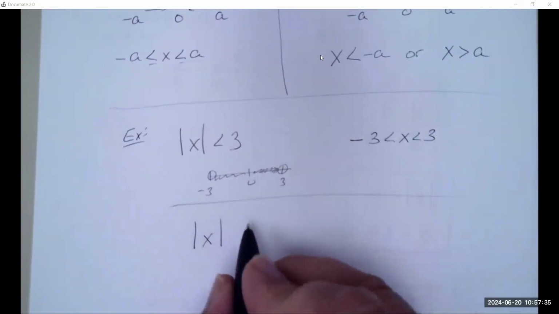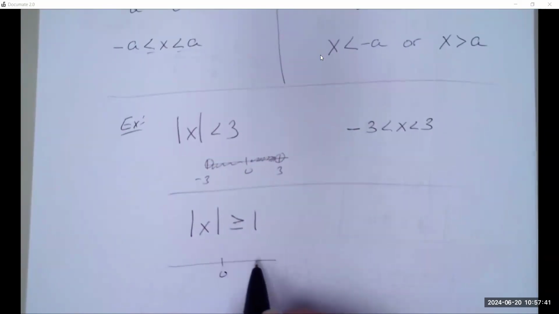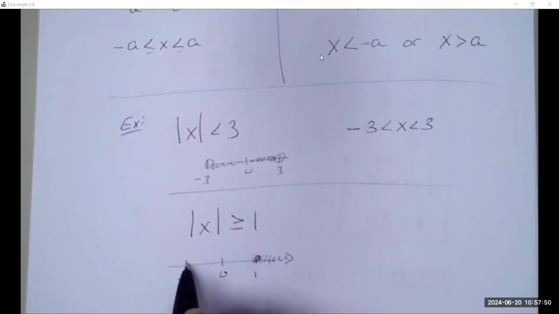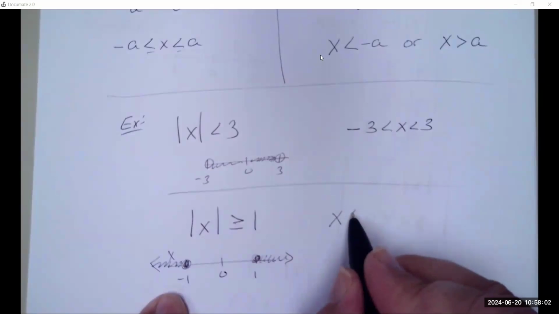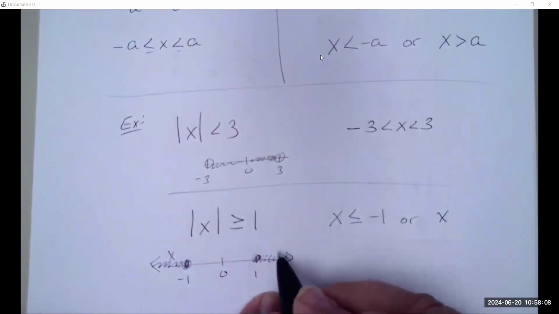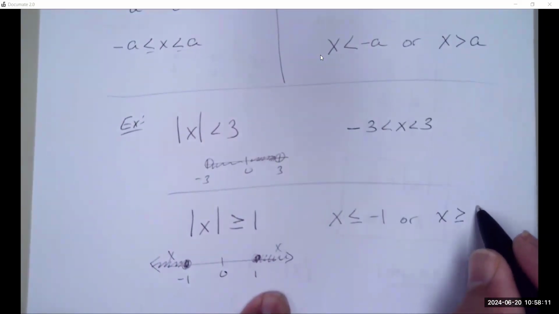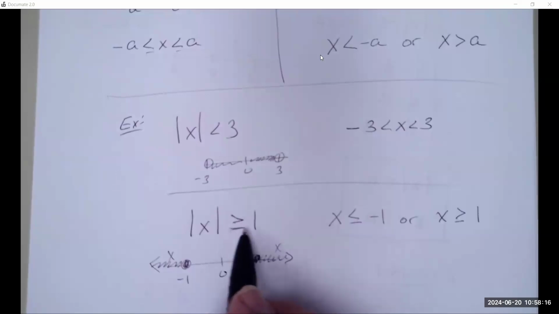Absolute value of x is greater than or equal to 1. So there's 1. It's greater than or equal to, so x's go to the right. That means from the negative 1, it has to go the opposite direction. So x is less than or equal to negative 1, or x is greater than or equal to positive 1, because there's an equal sign. It's solid.